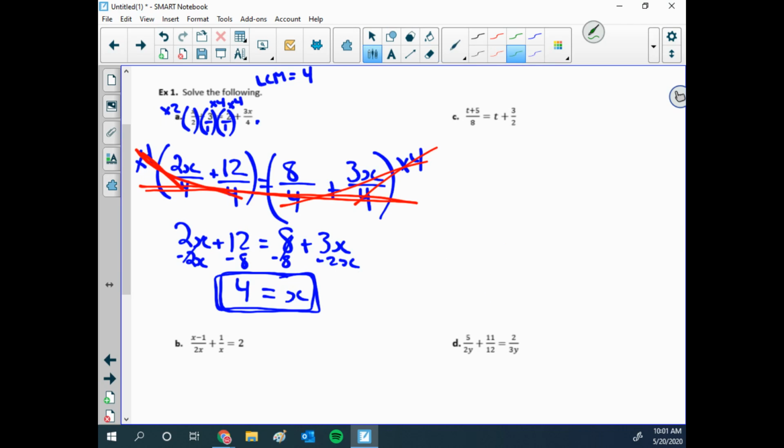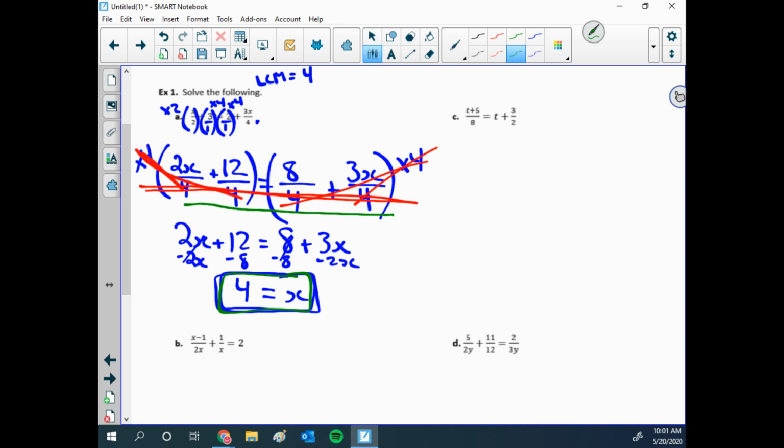Really, the big thing that I want to make sure you do is check that your answer is not one of your non-permissible values. This equation actually has no non-permissible values because there is no variable in the denominator, so this would not fall into the extraneous root range.